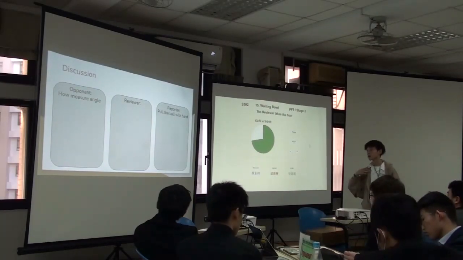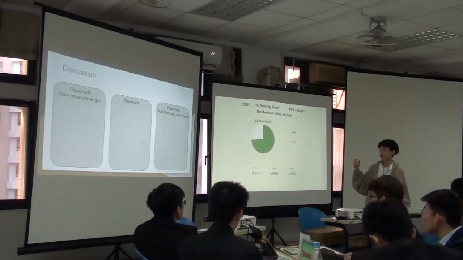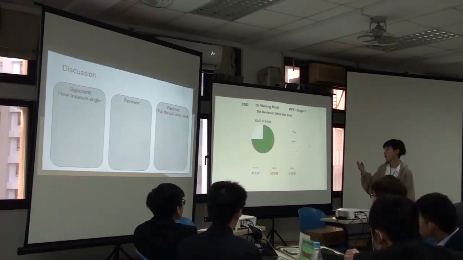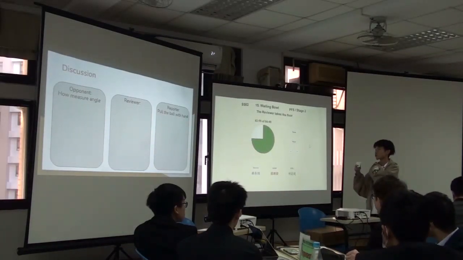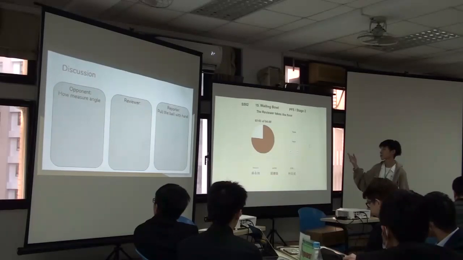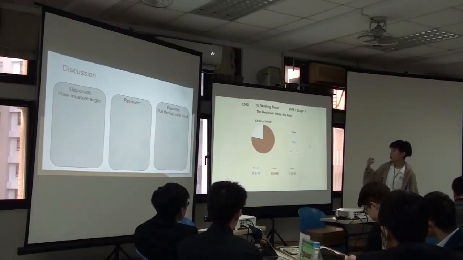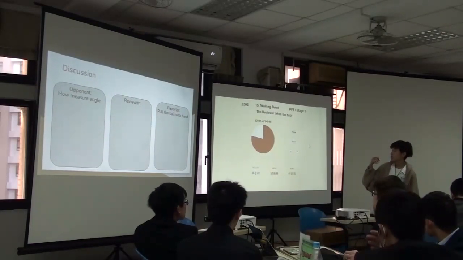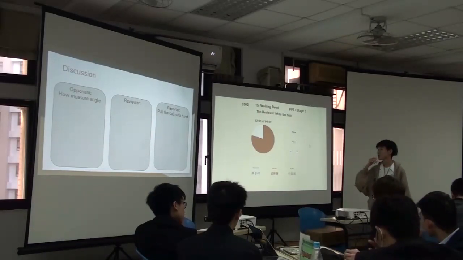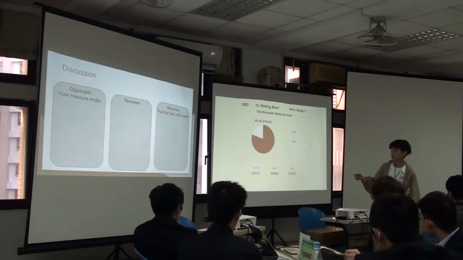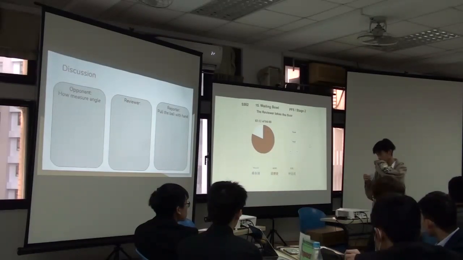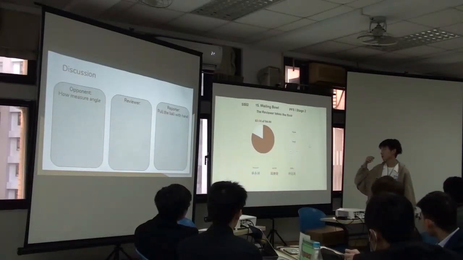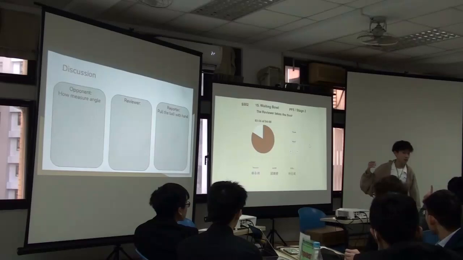And the next question, the opponent asked how to measure the angle. The reporter responded with pulling the ball with a pen, and we think that you should measure it in a clean way.